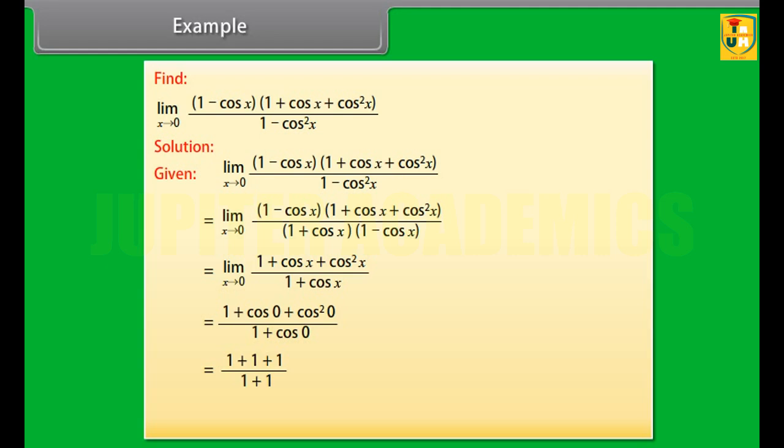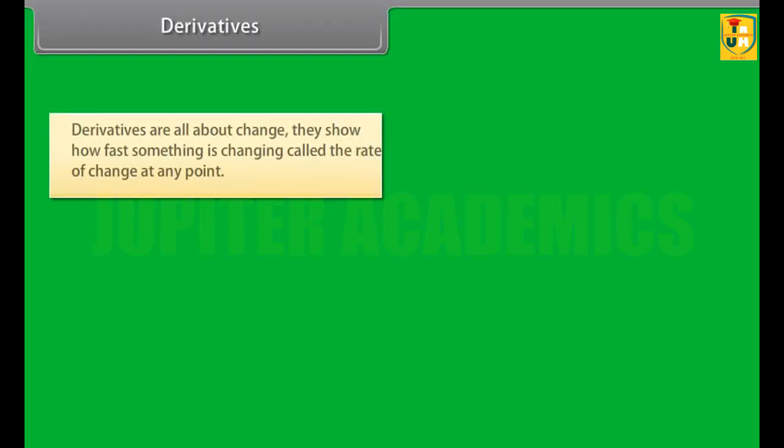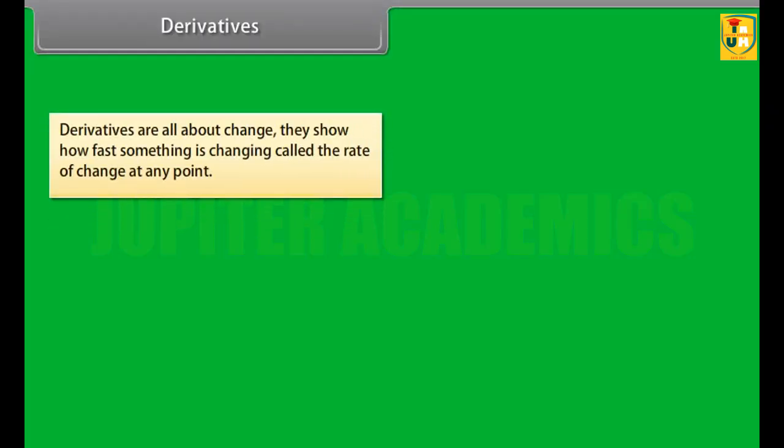1 plus 1 divided by 1 plus 1, and we get 3 by 2. Derivatives. Derivatives are all about change. They show how fast something is changing, called the rate of change at any point. Let us get straight into an example.